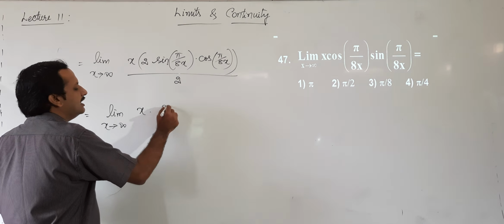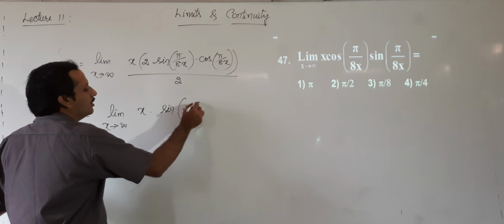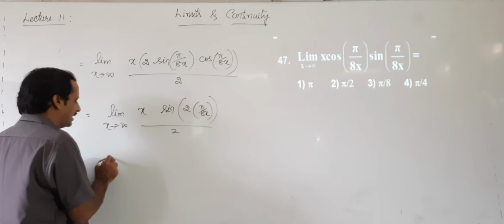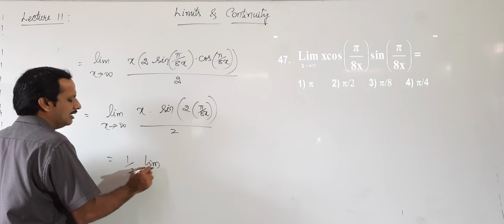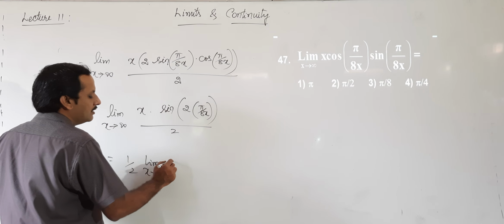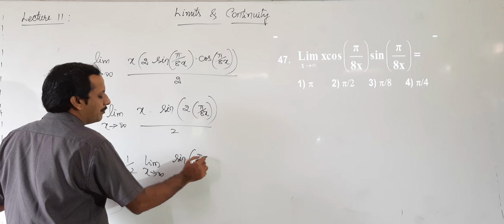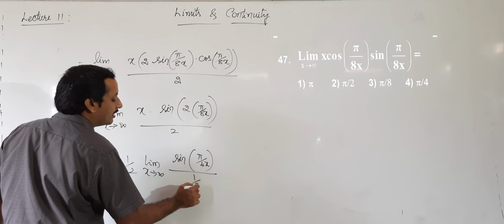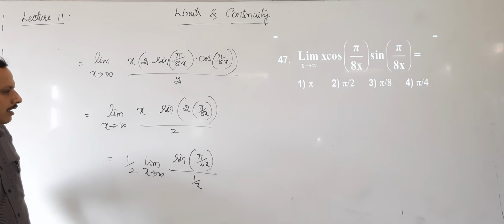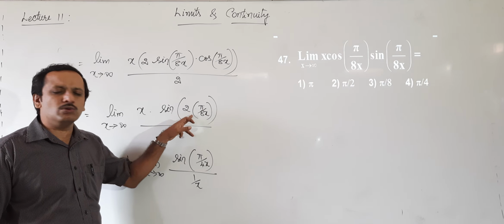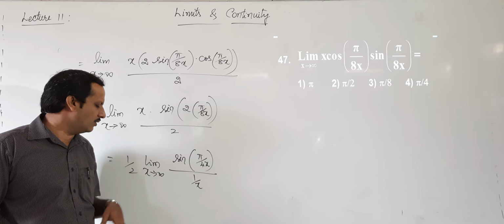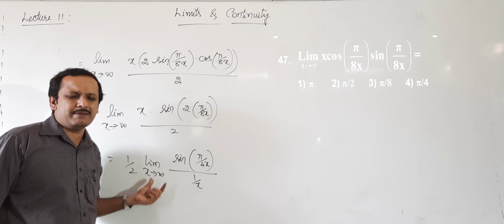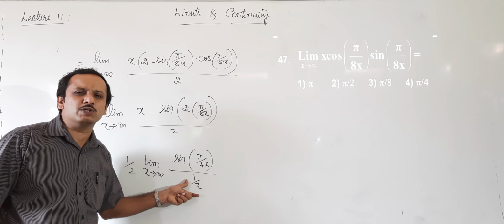So x into sin 2 theta, 2 into pi by 8x, divided by 2. That 2 is right here. 1 by 2 into limit x tends to infinity sin of pi by 4x, into x is here. I will take it to the denominator. It will become 1 by x. Say sin 2 theta, 2 into pi by 8x, it will become pi by 4x. Now as x tends to infinity, what happens to 1 by x? When x approaches infinity, 1 by x will approach 0.